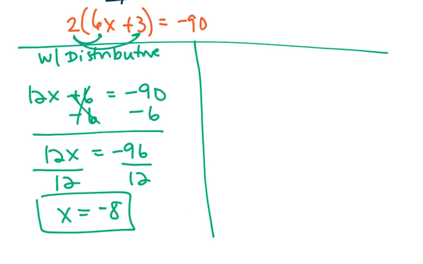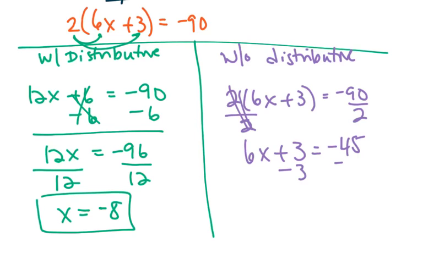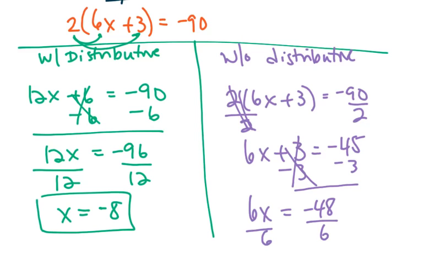So that's strategy 1. Strategy 2 is without the distributive property. So instead of distributing, I'm going to go ahead and divide right away. So divide by 2, giving me 6x plus 3 equals -45. I'm going to subtract 3, giving me 6x equals -48. Divide by 6, and x equals -8.